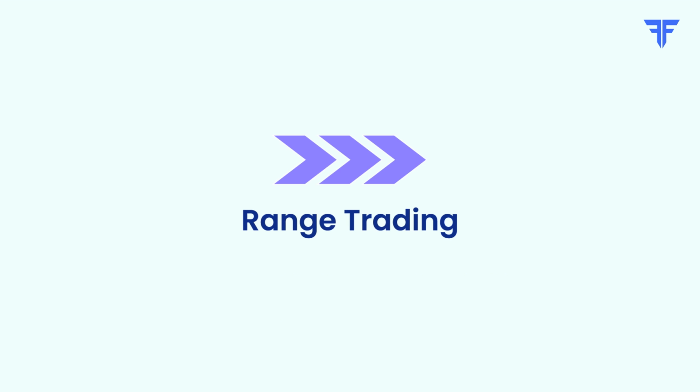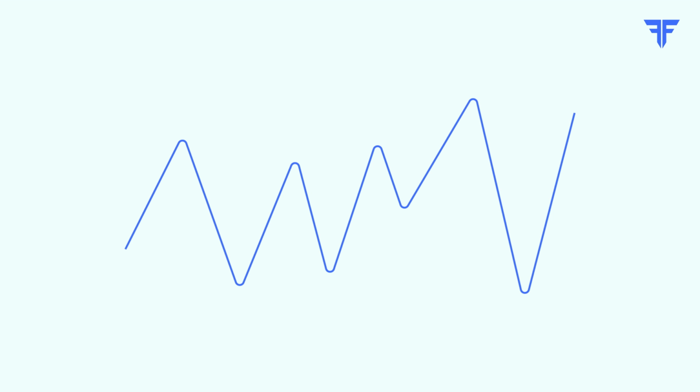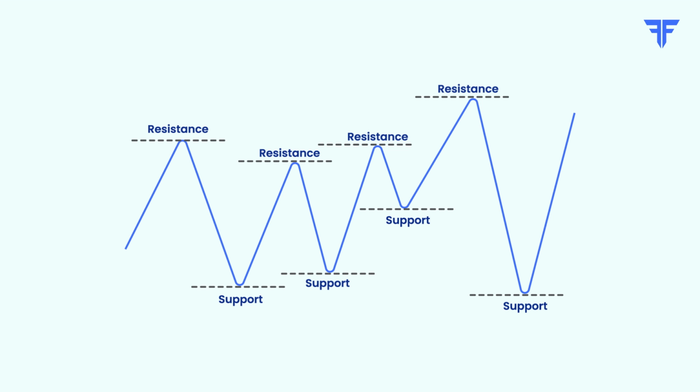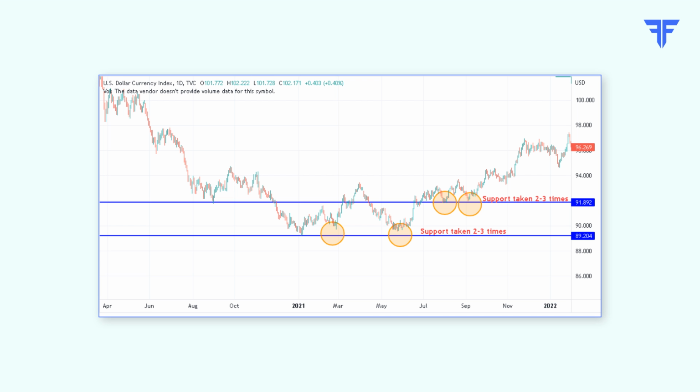Steps to follow while doing range trading. First step, identify the range. The first important step is to identify the trading range. This can be located after a currency has recovered from a support area by 2-3 times. Besides this, the currency should have retraced from a resistance area by 2-3 times. So let's try to understand how to identify the trading range with the help of a support.